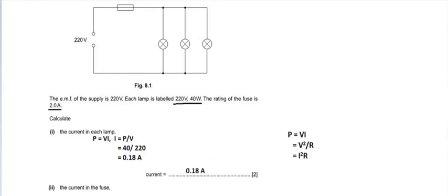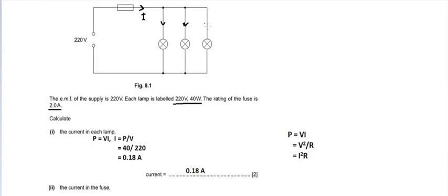The current is flowing in this circuit. If I assume the current is flowing from this direction, then at this junction it will be splitting. So suppose this is the current I flowing through the circuit. I can say it is splitting over here. So some part of the current will go here, some part will go here, and some part will go here.